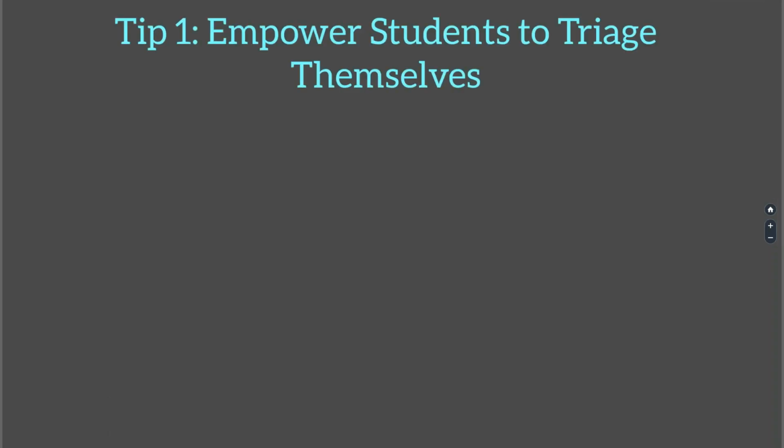So tip number 1. The first thing that we suggest is to find ways to empower your students to triage themselves. While they're standing there in line, why not help them to understand why they're in your line? Should they be in your line? Could they be doing something else? Could they get the help they need from somewhere else? If we can empower the students while they're standing there, then you'll have a shorter line and better results.